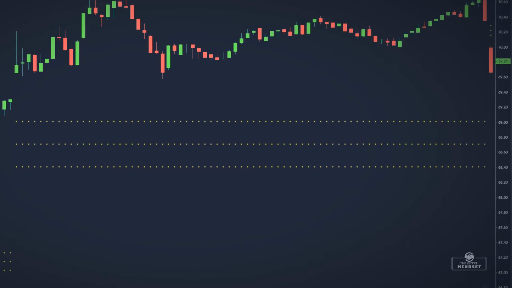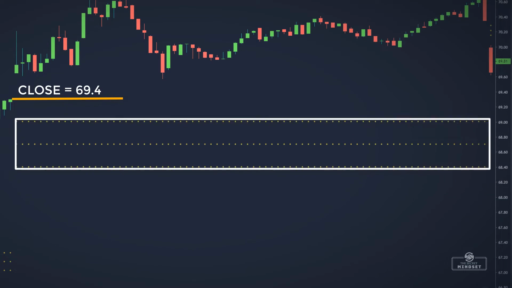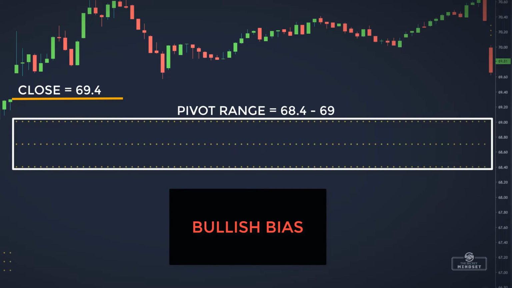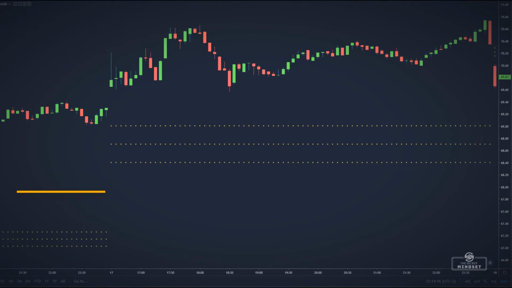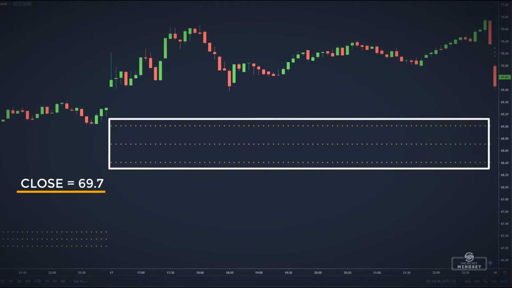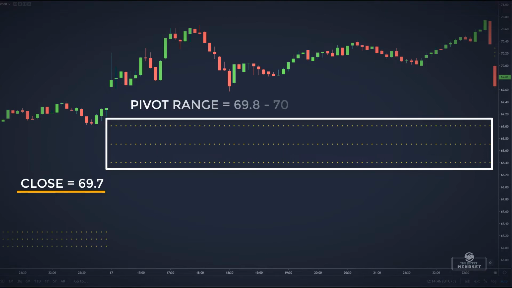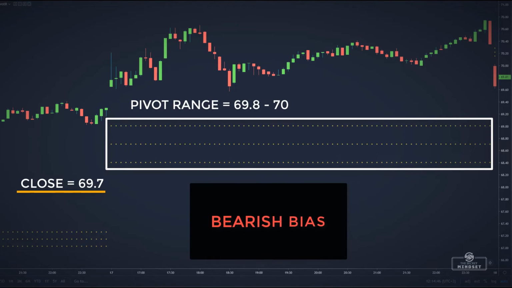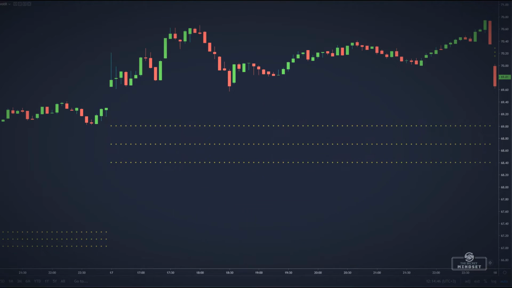For example, if the market closed yesterday at 69.4 and the pivot range was lower at 68.4 to 69, it would set a bullish tone. Conversely, if the market had closed yesterday at 69.7 and the pivot range was at 69.8 to 70, it would indicate a bearish tone. The daily pivot range will help you to see where something has to happen.